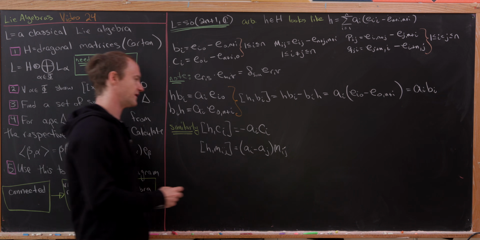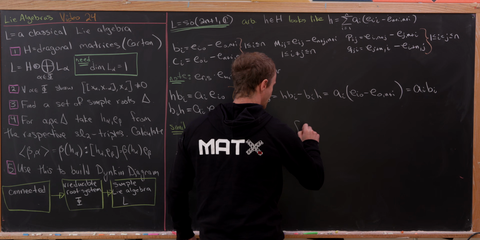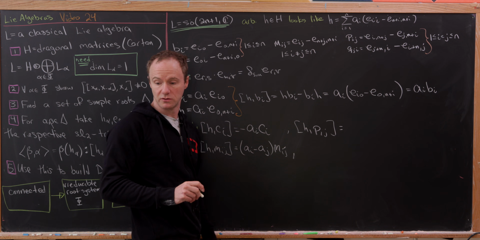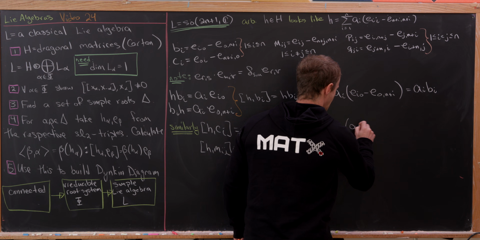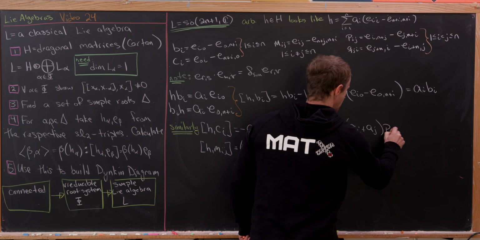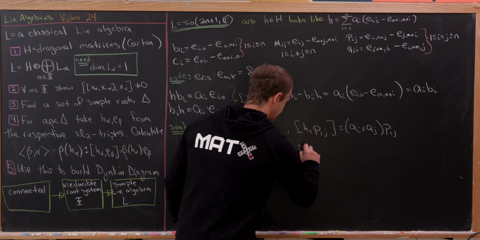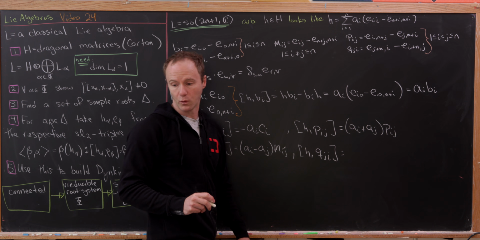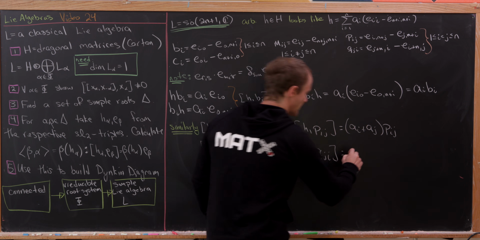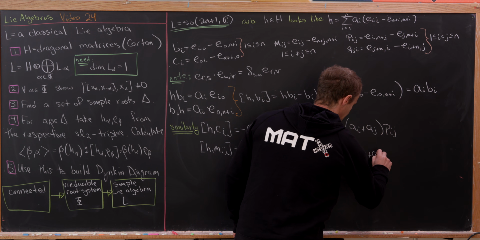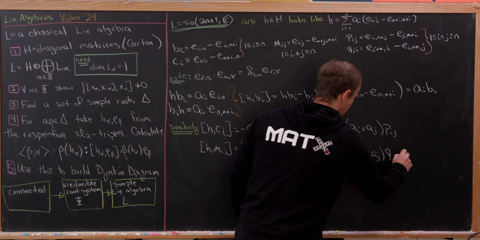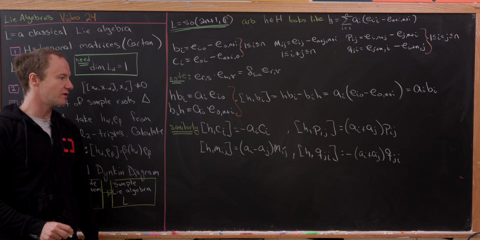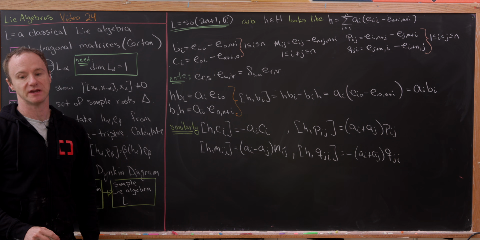So that was kind of our motivation. And then we have the bracket of H with Pij is equal to, well, it's going to be AI plus AJ Pij. And then finally, the bracket of H with Qji is equal to what? Well, it's going to be minus AI plus AJ times Qji. Now, looking at all of these, that gives us a motivation for what the roots should be.